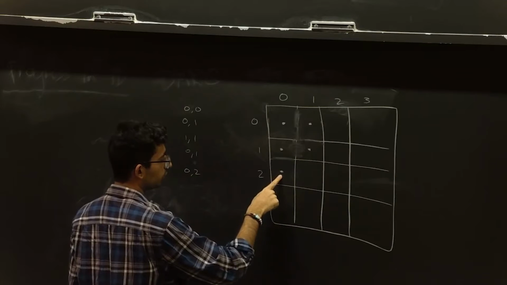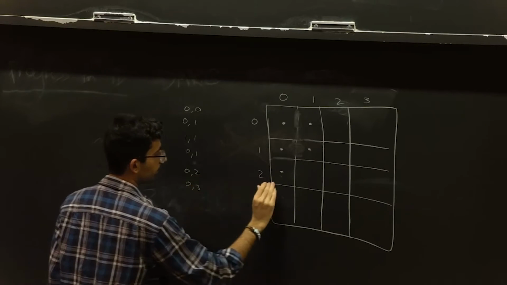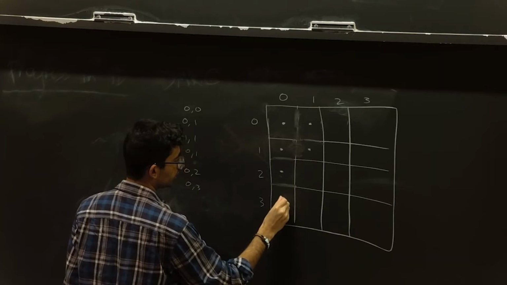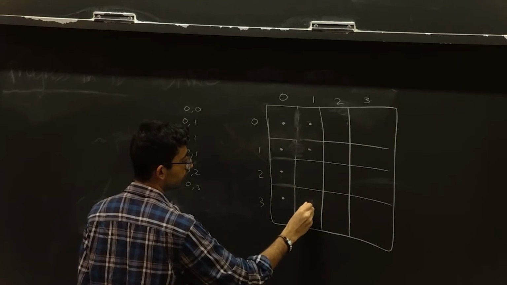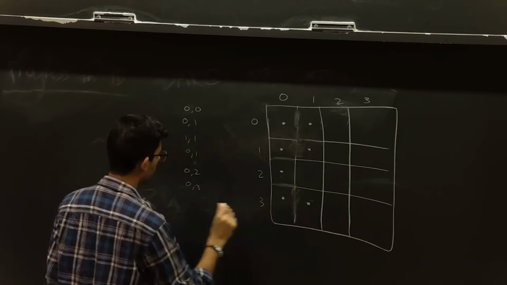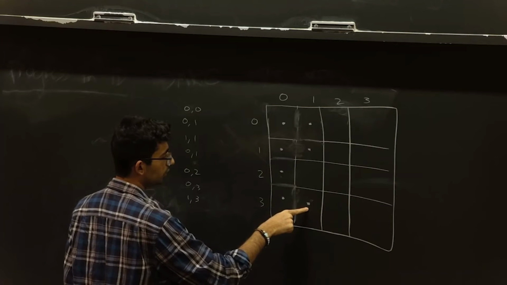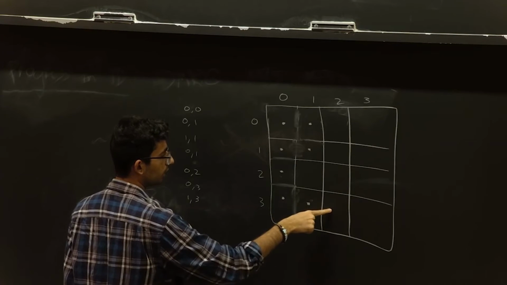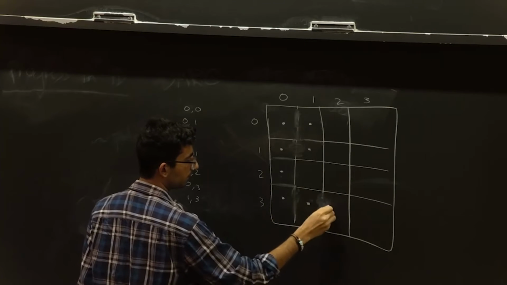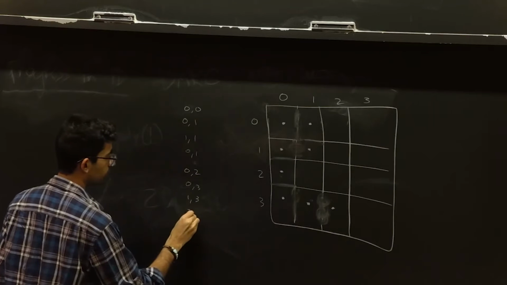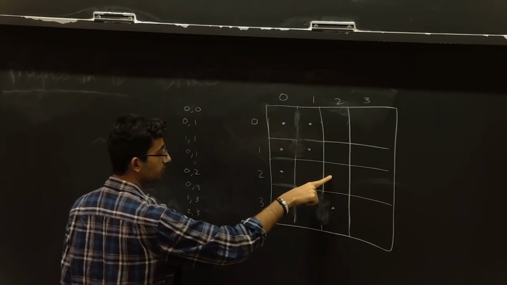From here, maybe we go to 0, 3, break down this wall, go to 0, 3. From 0, 3, maybe we go to 1, 3, break down that wall, so we're at 1, 3 here. From here, maybe we go to 2, 3, so break down this wall, go to 2, 3. And then from 2, 3, maybe we go up to 2, 2.